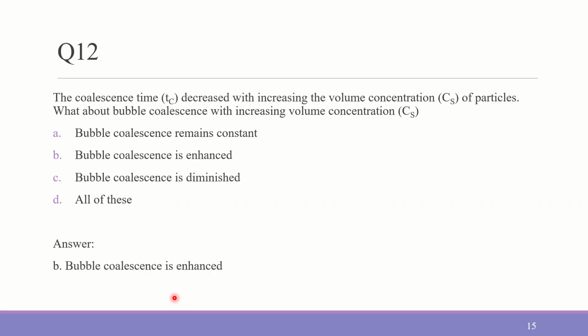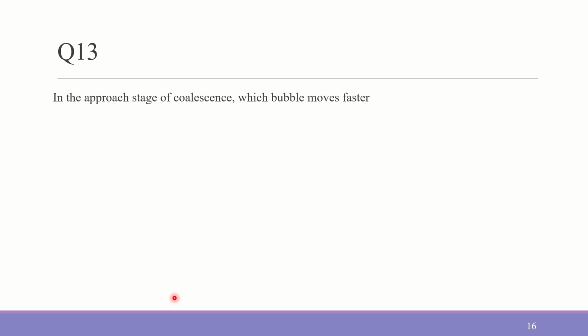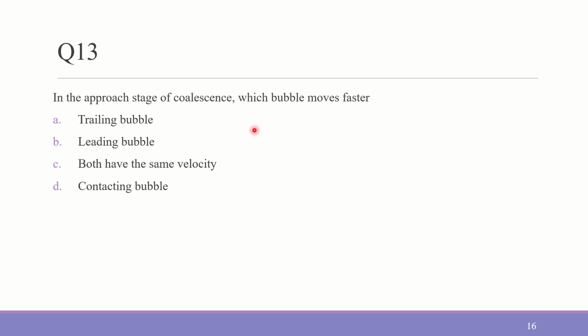Now let us go to question 13. In the approach stage of coalescence, which bubbles move faster? Option A, trailing bubble. Option B, leading bubble. Option C, both have the same velocity. Option D, contacting bubble.